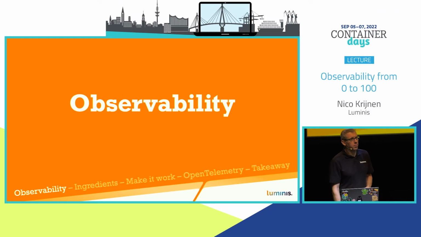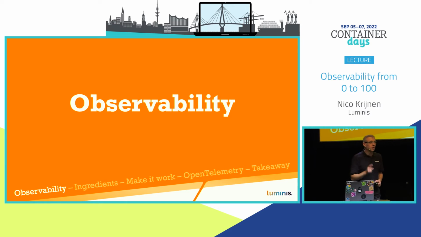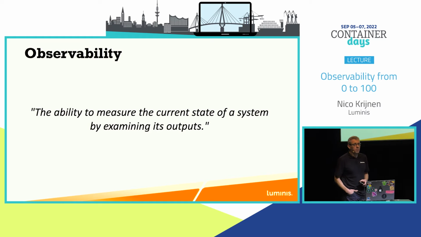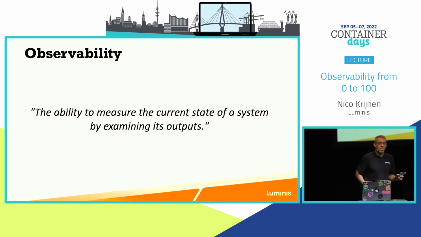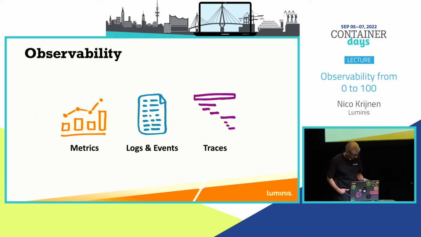Up if you know what observability is. Okay, there's a few hands. So even though you put your hands up, my guess is that the person next to you has a different idea of what it is. So let's first start with a recap. So observability is the ability to measure the current state of a system based on examining its outputs. Well, let's say that's the official definition.